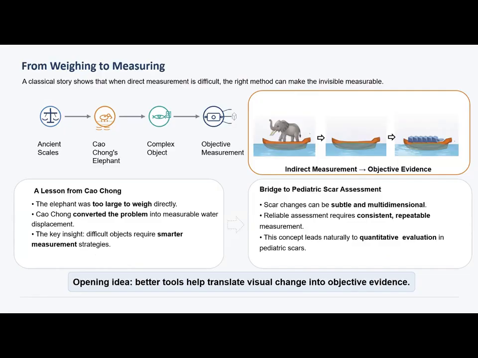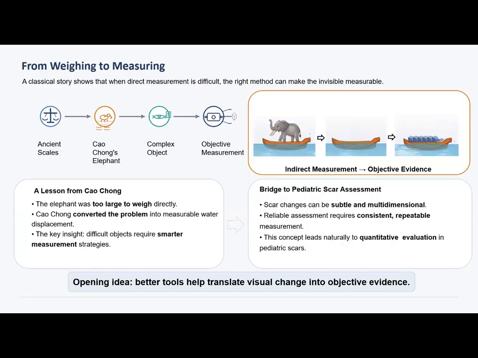So from weighing to measuring, this is quite challenging, I think. Before, we always used the Vancouver score or other POSAS score. So this is not so comprehensive. You don't have the quantitative data.